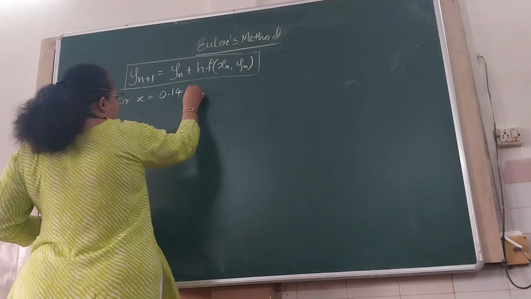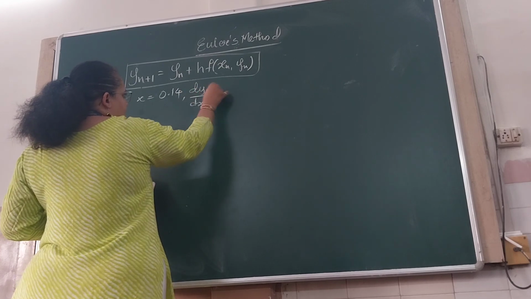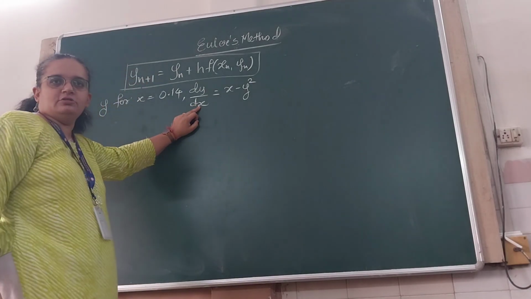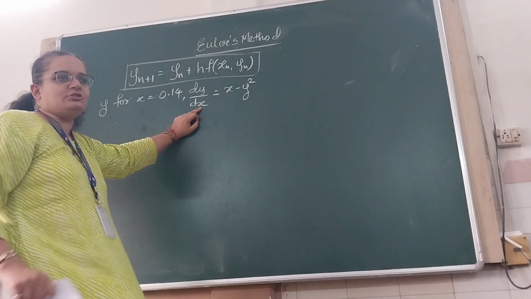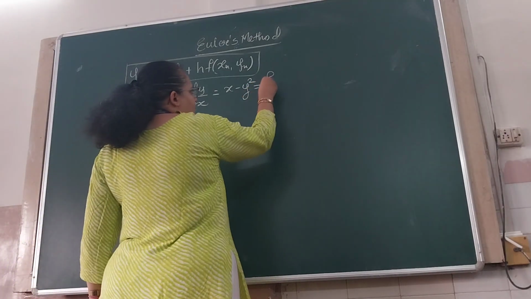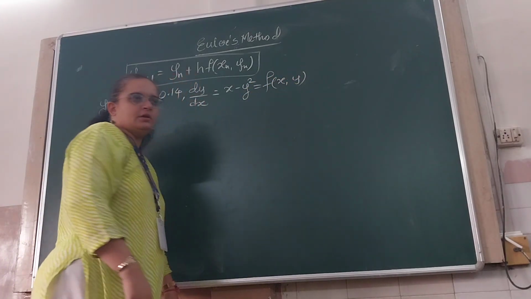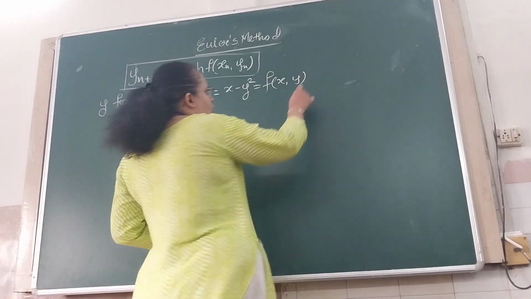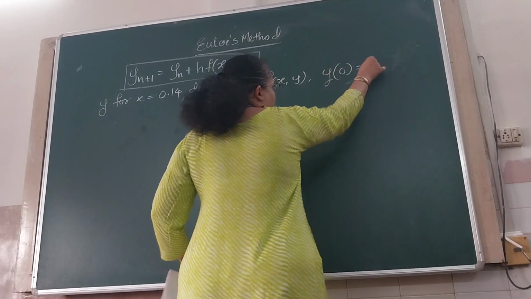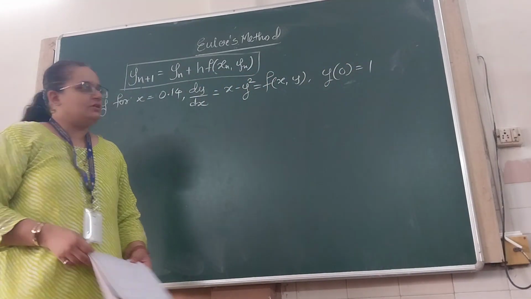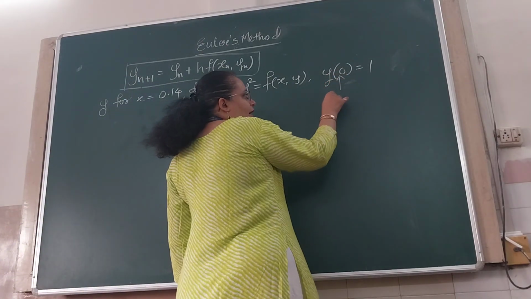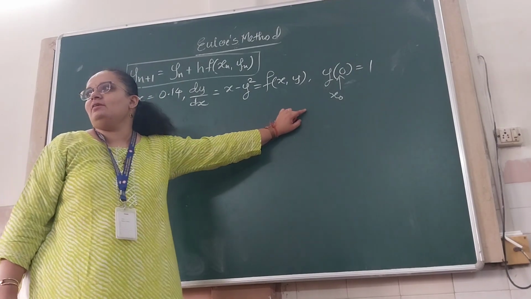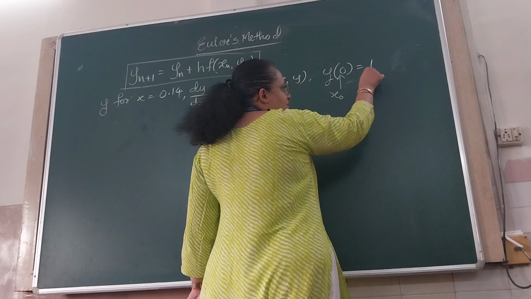The question is given as dy by dx equals x minus y square. Now look at this. This is my question, which is given in the form of dy by dx, which is the first derivative, and this is nothing but your f of x comma y. You are also given y of 0 equals 1. So this is the value of x0, and the value given with y in the bracket is nothing but your y0.